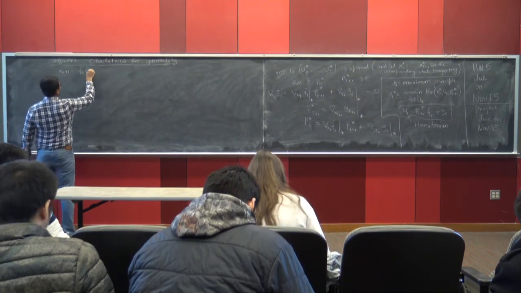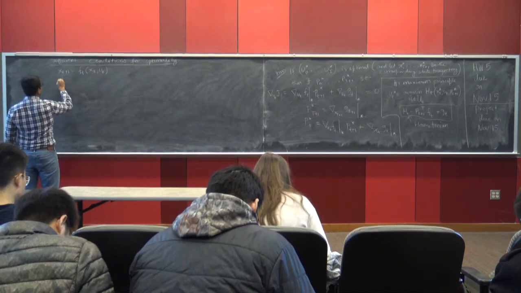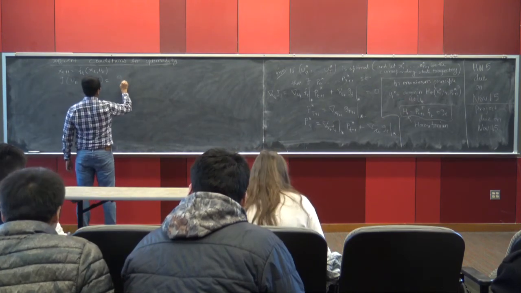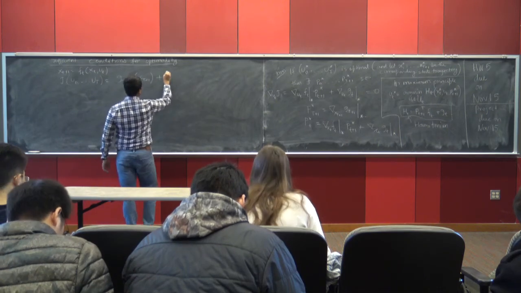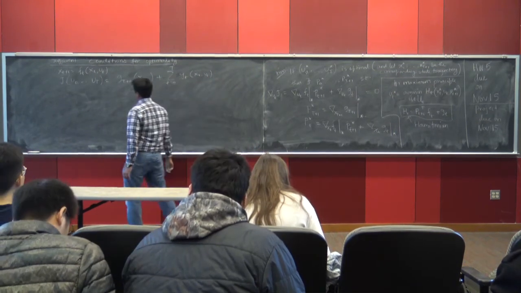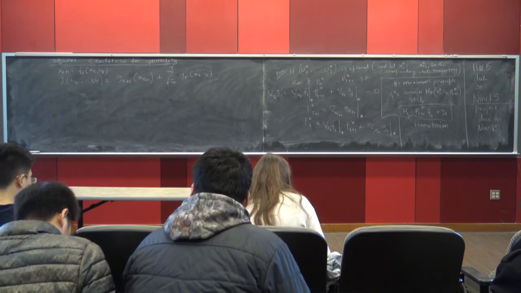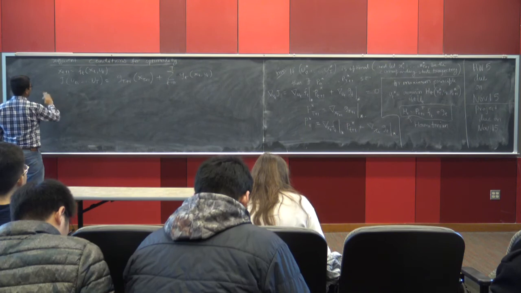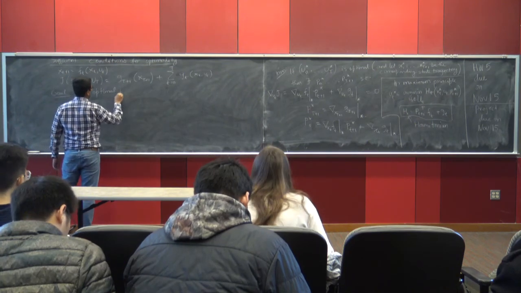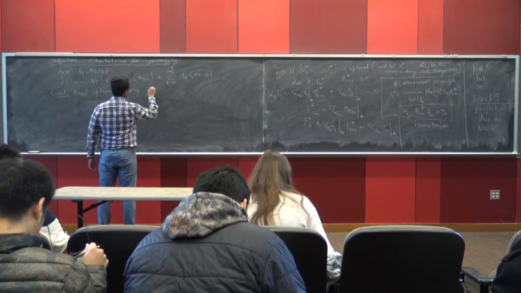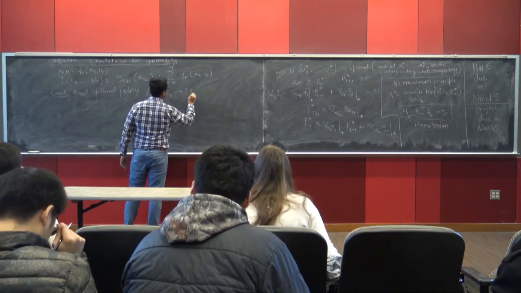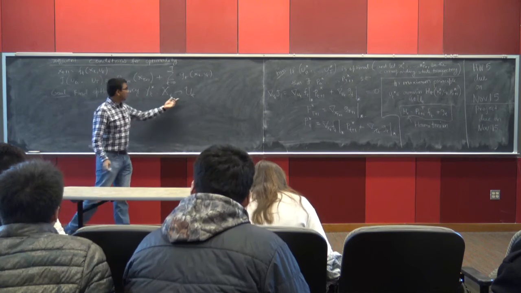xt plus 1 equals ft of xt, ut, and your j of u naught to ut is the same as before. So we are again trying to minimize the same objective function, but now the goal is to find an optimal policy gamma star of t that maps x of t to u of t. That maps the state space to the action space.